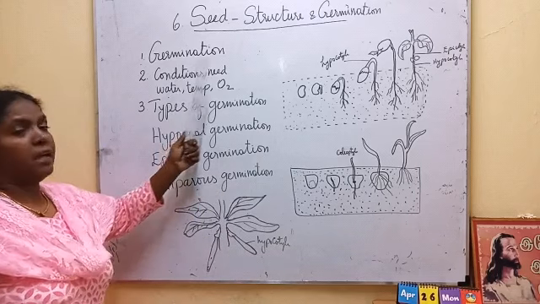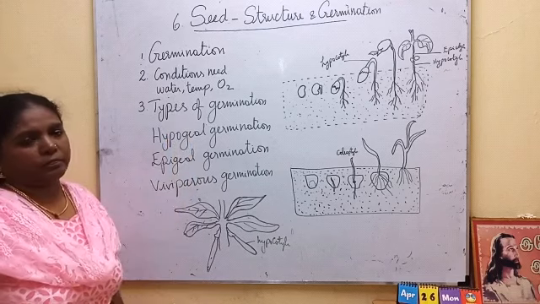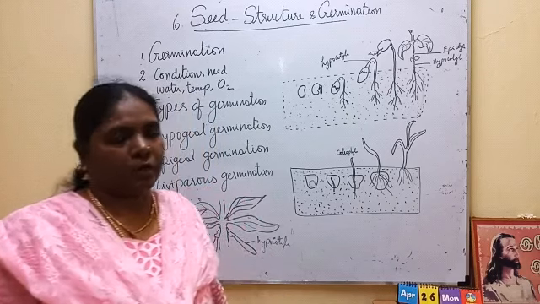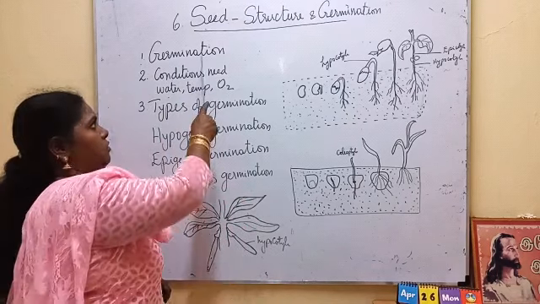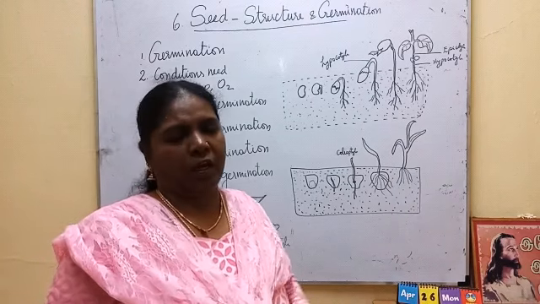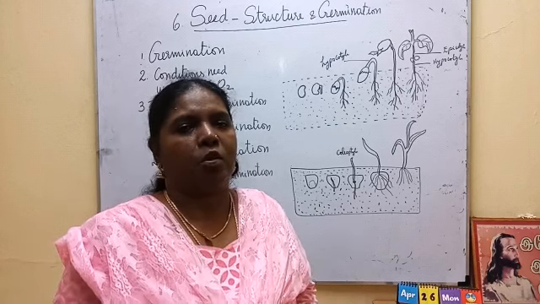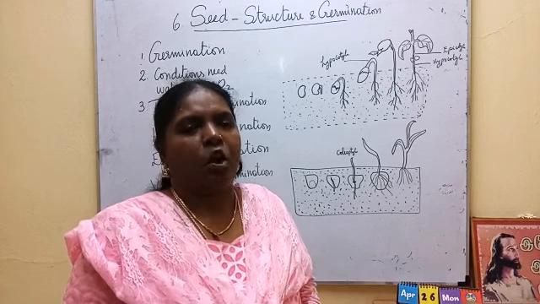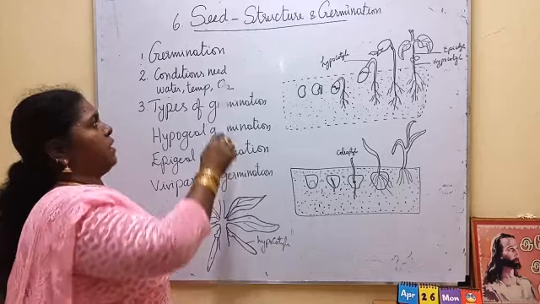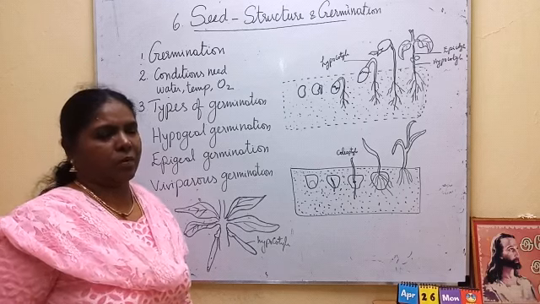Now we have seen the structure of the seed. Next, germination. The seed should germinate, then only the new plant will come and the young plant will develop. So what is germination? Before undergoing germination, the seed will be in a dormant period. It will not germinate; it will be in a resting period. That period is called dormancy of the seed. The dormant period differs from seed to seed. After the dormant period, when it gets favorable conditions, the seed germinates.